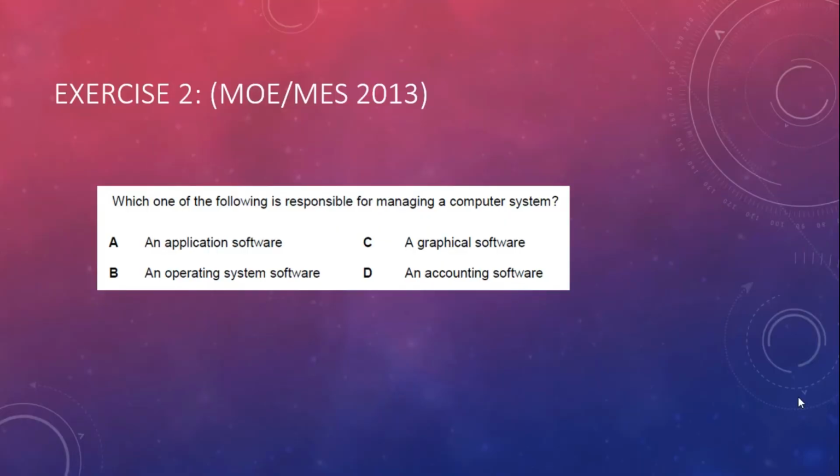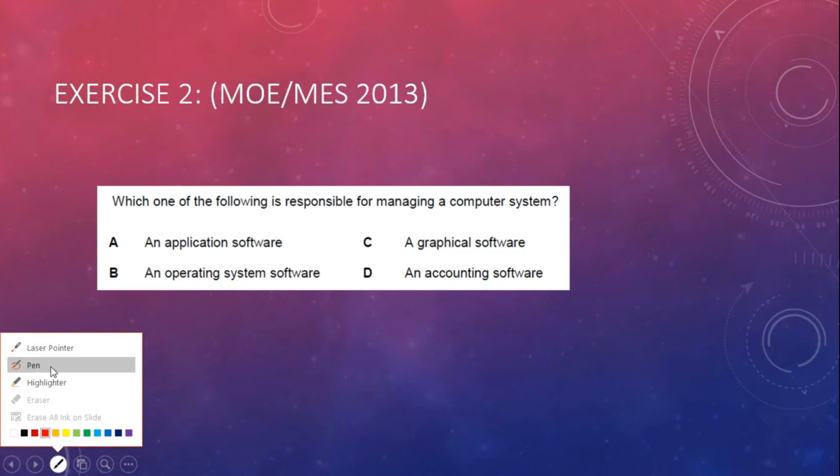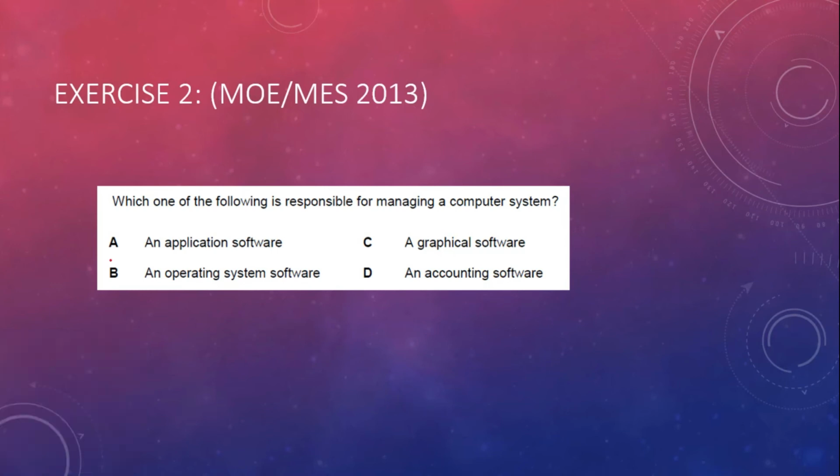The next one is again an MCQ from 2013. Which one of the following is responsible for managing a computer system? An application software, an operating system software, a graphical software, and accounting software. In this case, since we're managing a computer system, it is an operating system software. So the answer is obviously B, which is correct.